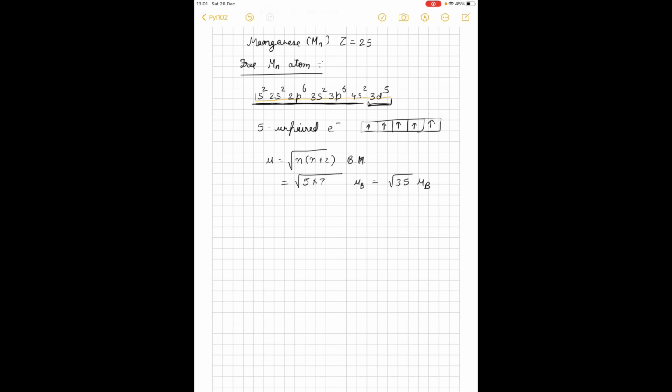But as I said before also, if it's forming a crystal, then the situation can be different, because the magnetic moment gets cancelled out. The overall, the average effect could be 0 or non-zero, depending upon the system.